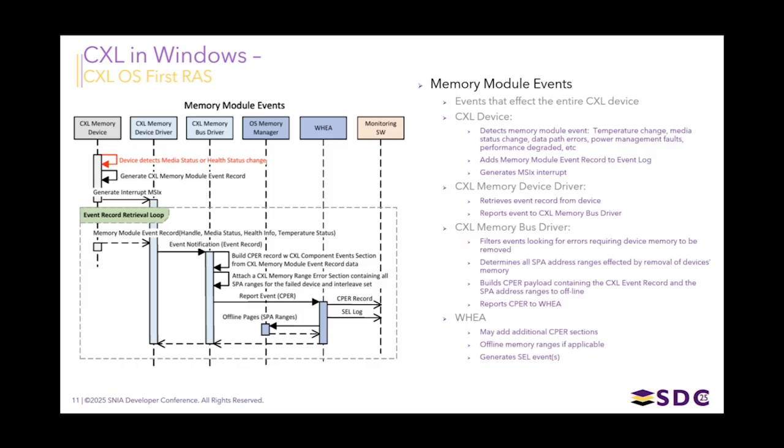And so the memory bus driver is going to do some filtering and decide if this error warrants taking all the memory offline. And then it will determine the SPA address range that is affected, as we talked about before. And then it's going to build a slightly different CPR section that contains a list of ranges that may need to be offline and report those to WIA. And then WIA, as we said, may add additional error sections to it. We'll talk more about that in a few minutes. And then it will offline the ranges, if applicable, and generate cell events. So it's a slightly different, similar flow.